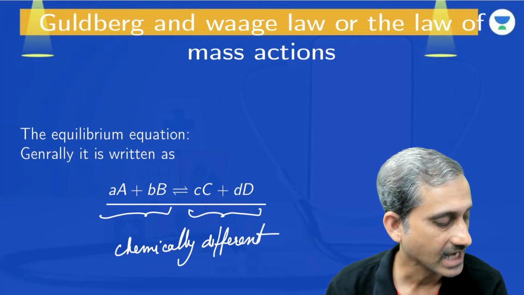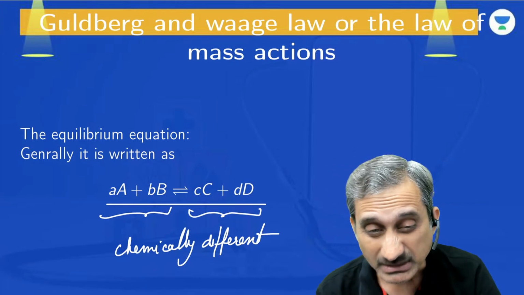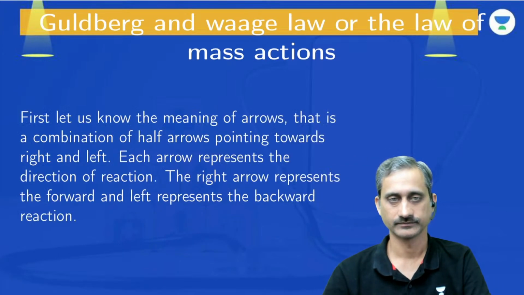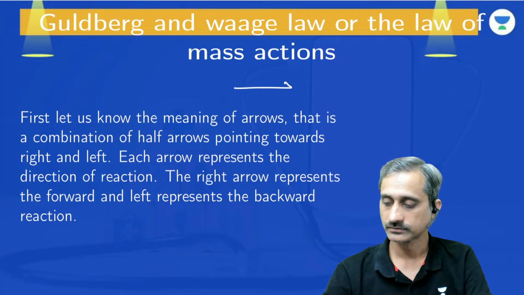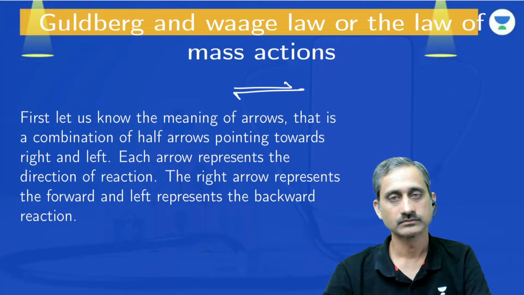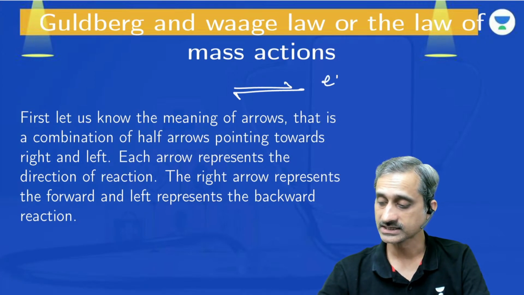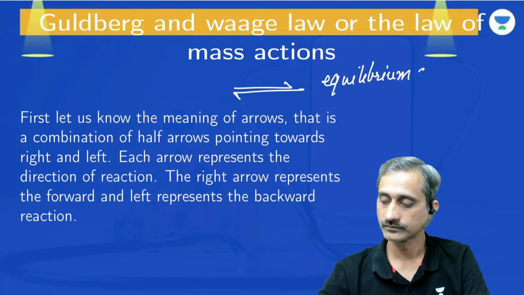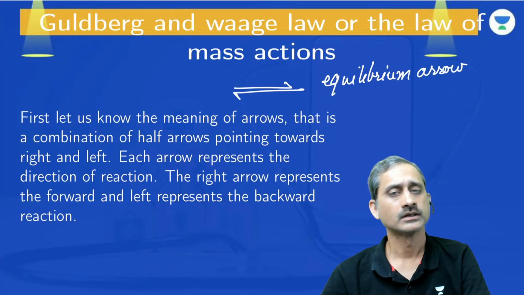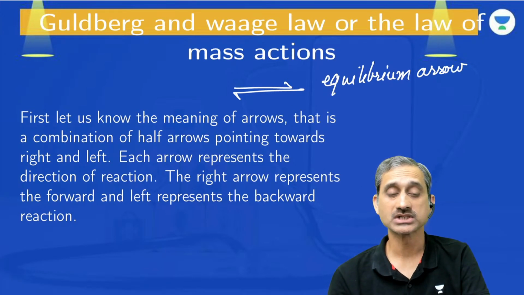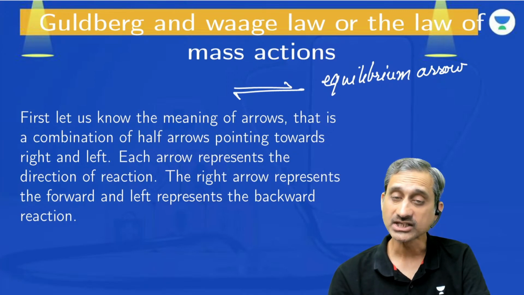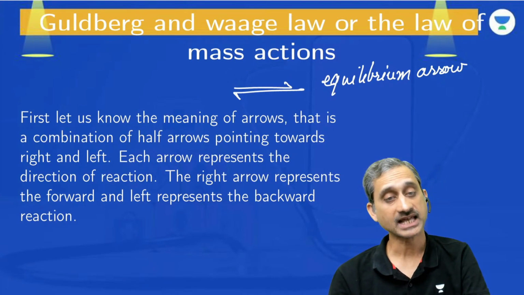Okay. The reactants and products are chemically different. Now we have used this particular arrow. Okay. Now this is what we call the equilibrium arrow. This is a combination of half arrows pointed towards right and left. What does each arrow represent? It represents the direction of the reaction.